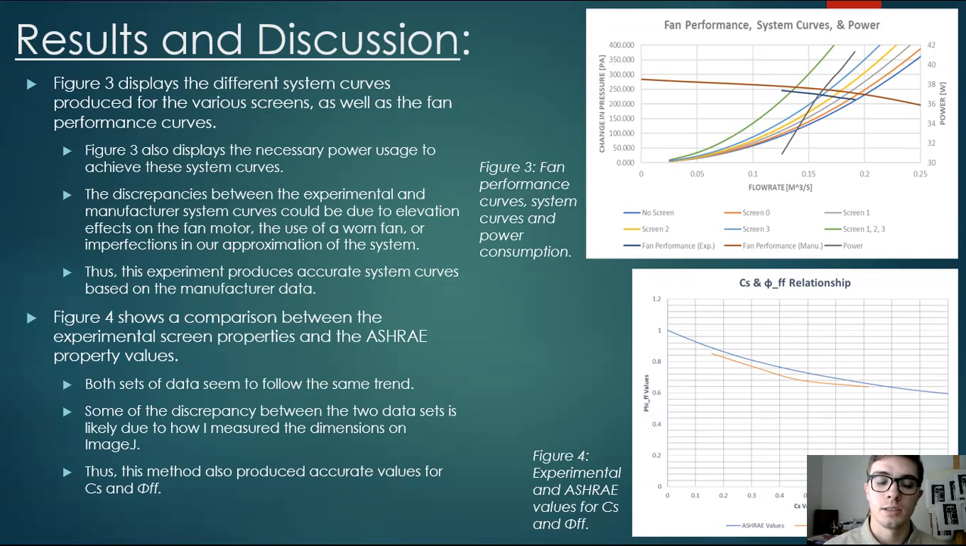Some of these discrepancies between these two data sets is likely due to how I measured the different dimensions in ImageJ. A slight over or under approximation of one of those dimensions can have a big impact on the values you see in this curve. So that is likely where some of those discrepancies come into play. But similarly as before, this method also produced a fairly accurate representation of the loss coefficient and phi values.